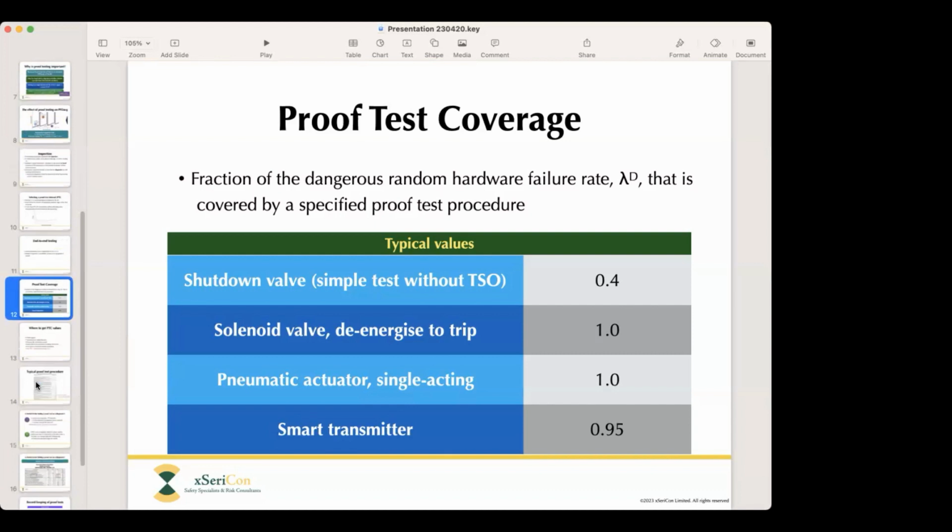So it's important to use realistic proof test coverage values. Don't just apply the value 1 to everything, which I very often see done, unfortunately. And especially for final elements, be really careful not to be over optimistic with your proof test coverage values for final elements.